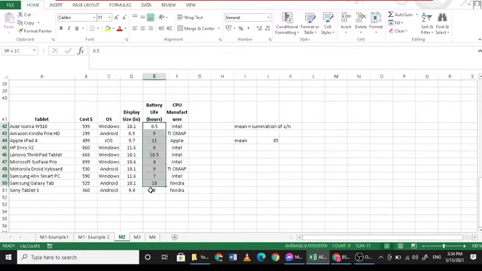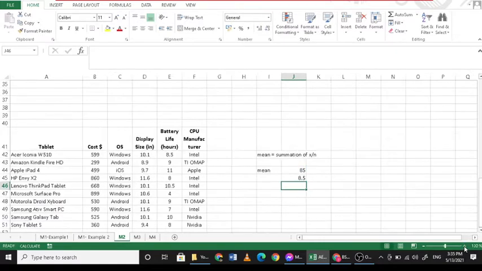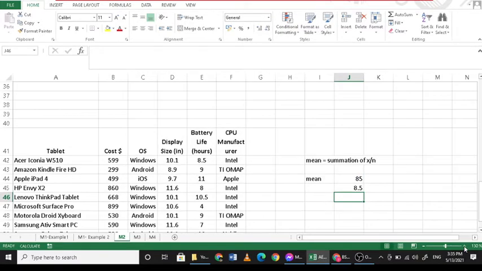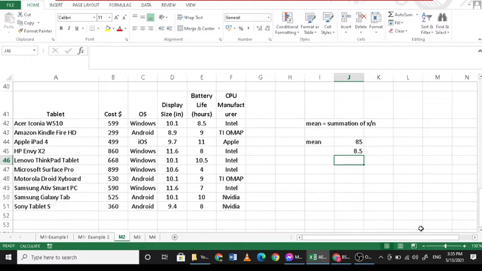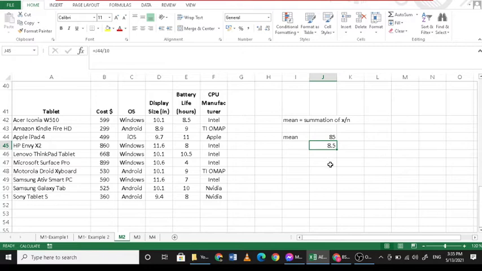What is your n? That of course is the total count. So the count is 10, right? Since the sum is 85, this is now 85 divided by 10. So 8.5 is now the mean of this data set. That's your manual calculation.